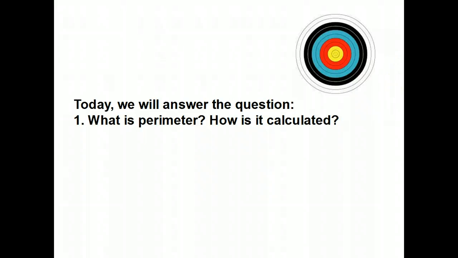So, what did we do today? We talked about what perimeter is, and it's the distance around a figure or a space. And how is it calculated? Adding the sides, but there's a number of different ways of doing that.